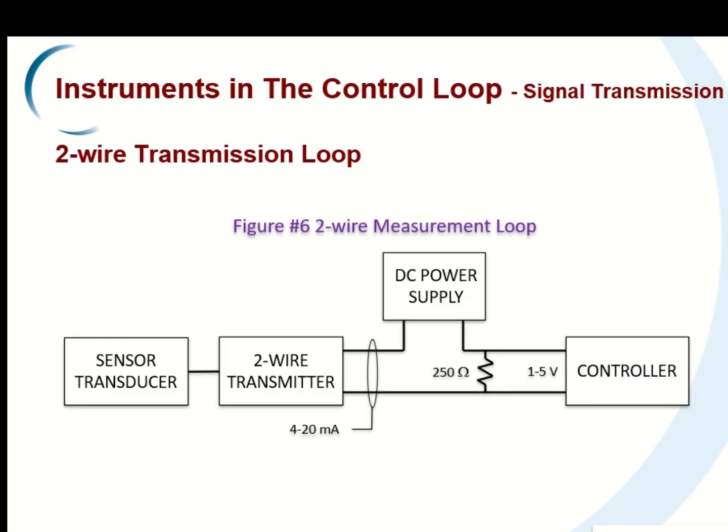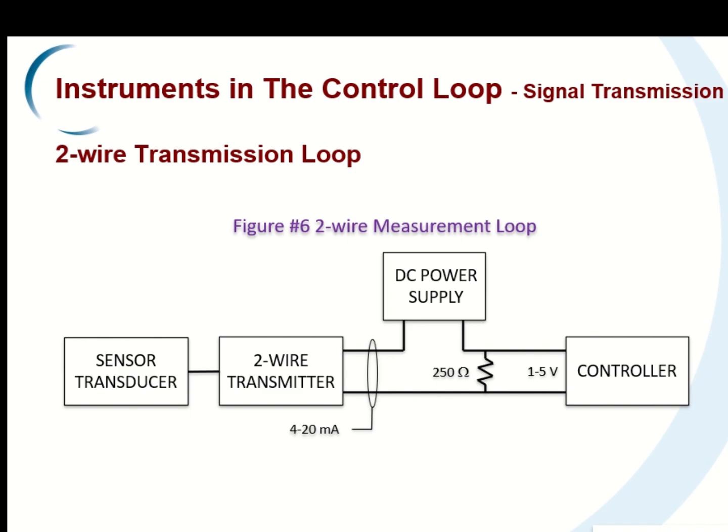Receivers may accept a current or a voltage signal, or both. If the receiver is a voltage type, a resistor is placed across its input terminal, as shown in figure 6. The resistor will convert the current to voltage.